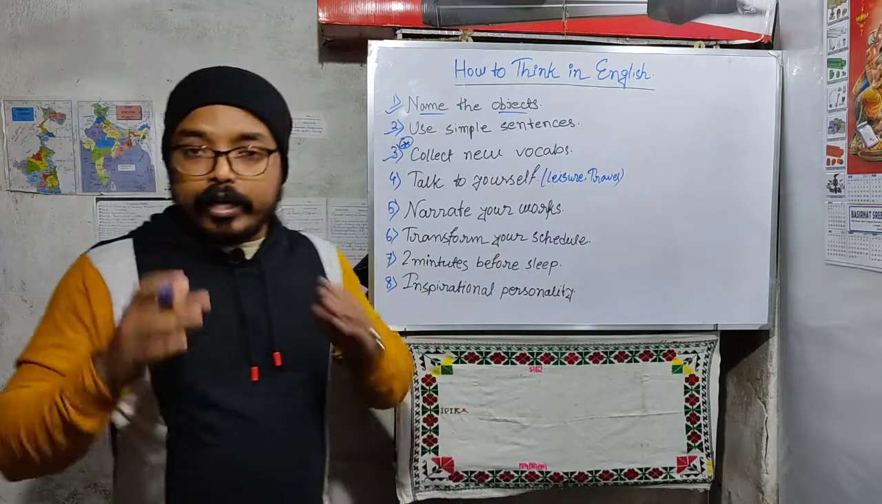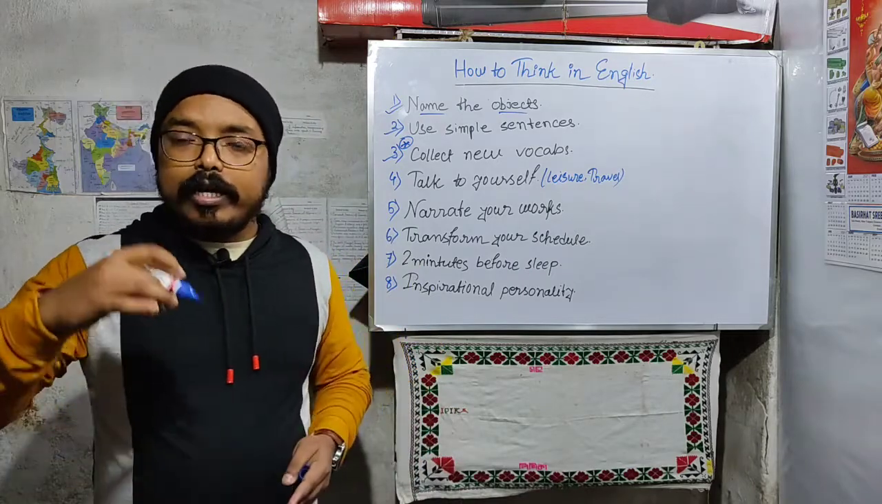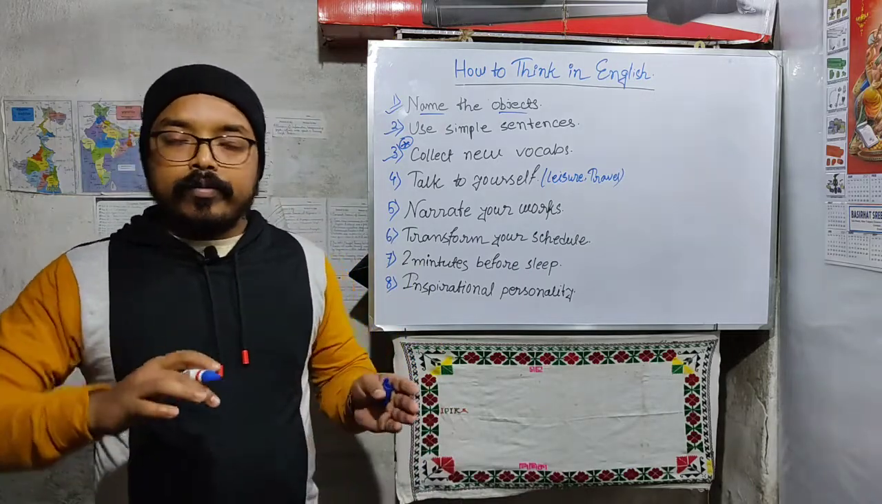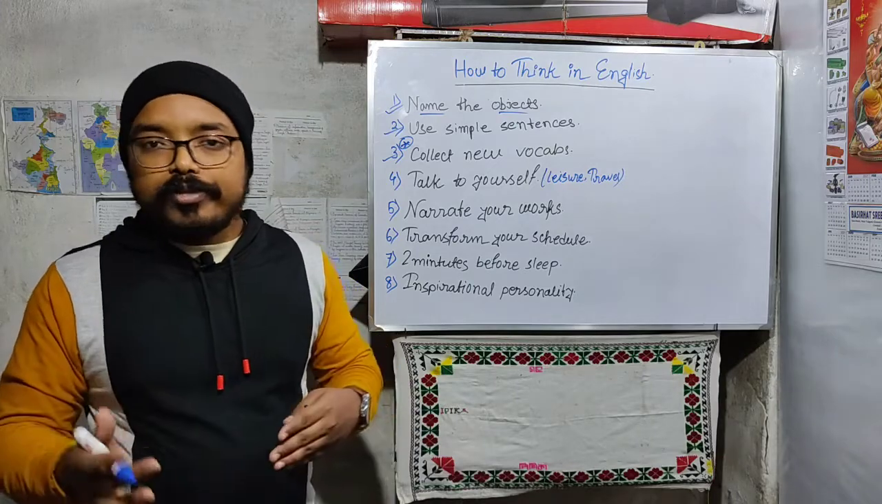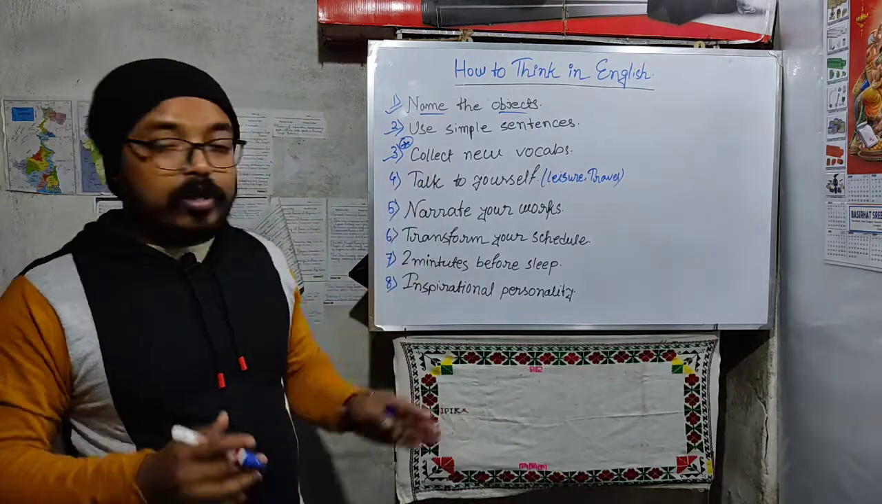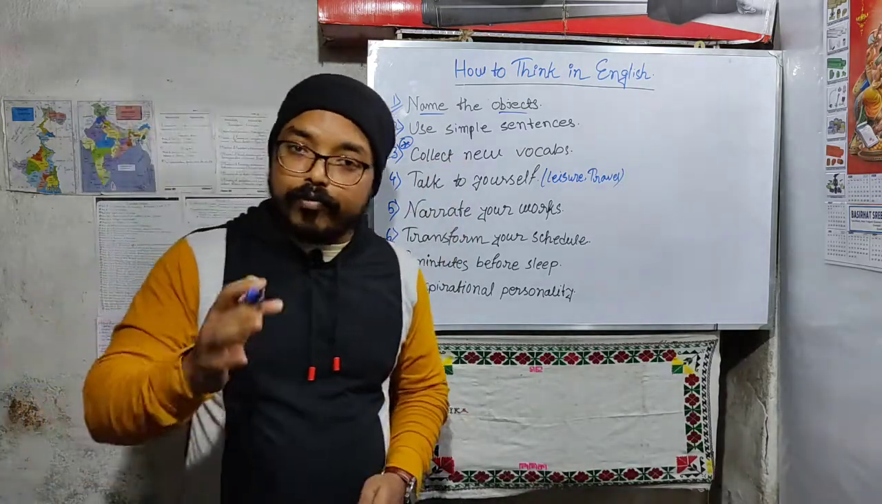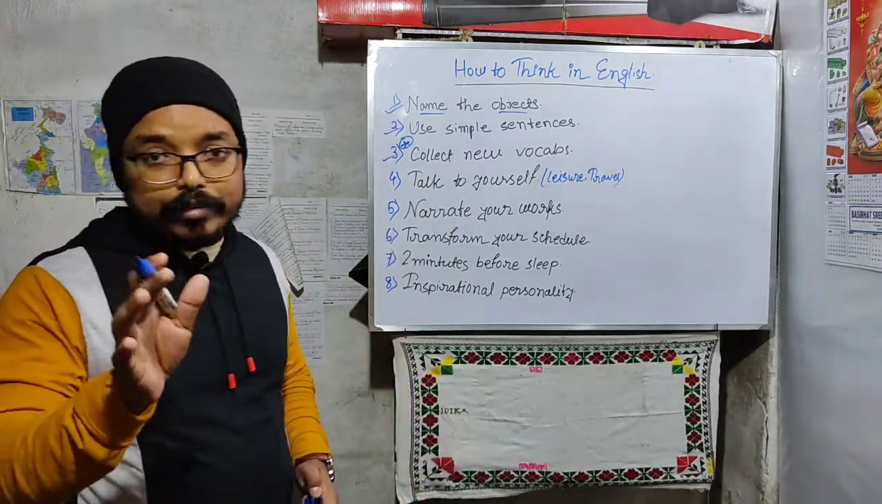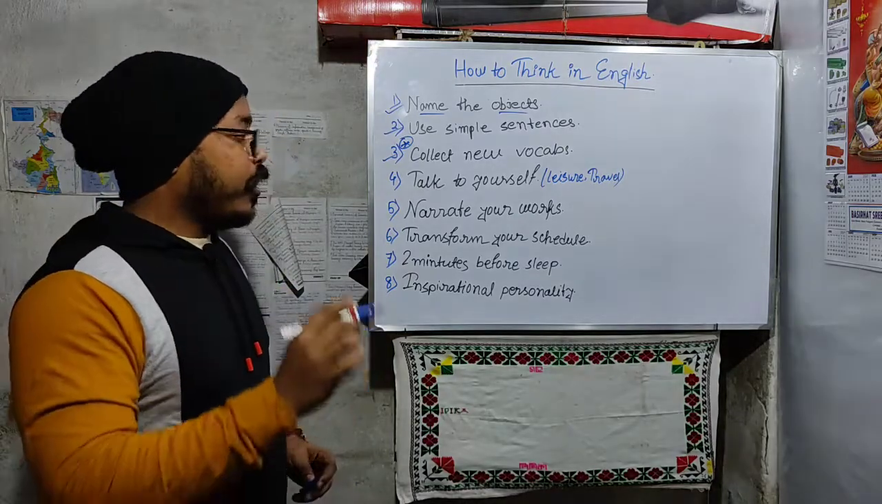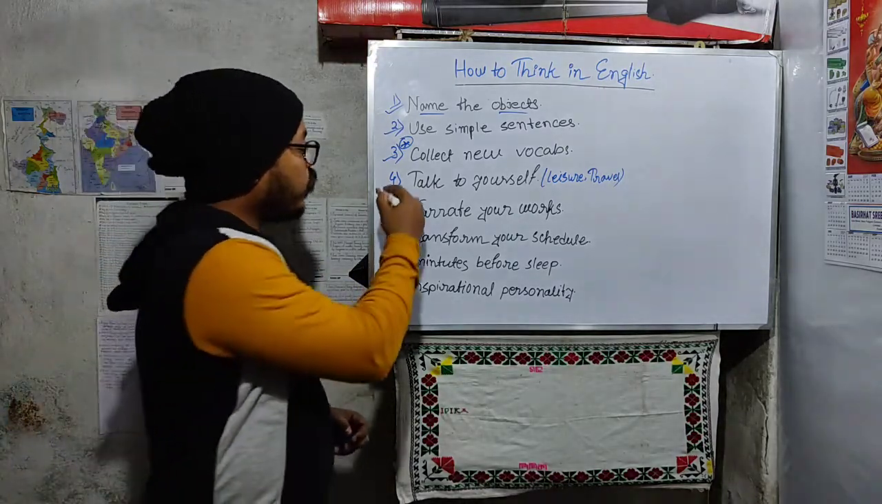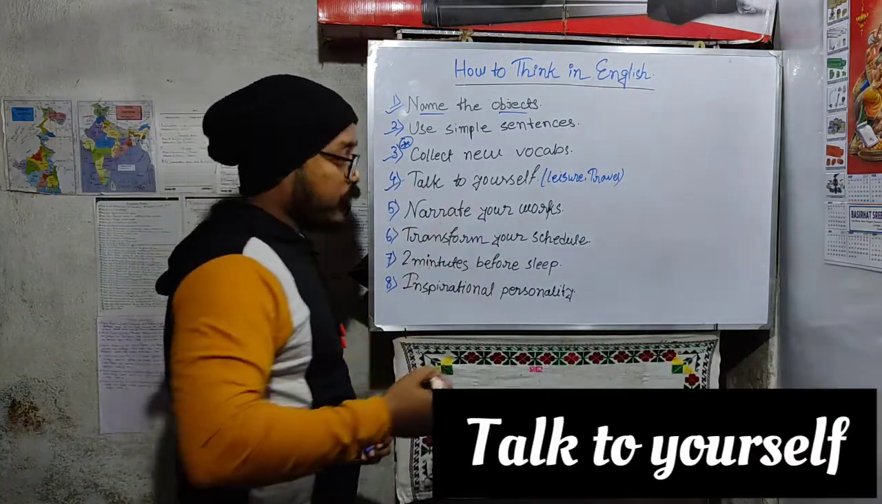Dictionaries like Cambridge and Oxford's Advanced Learner Dictionary, or you can search through the Merriam-Webster. Okay, so these are some of the important sources to know the new vocabs, and it's very important and effective for your learning. Okay, let's come to the next, and the fourth part is talk to yourself.